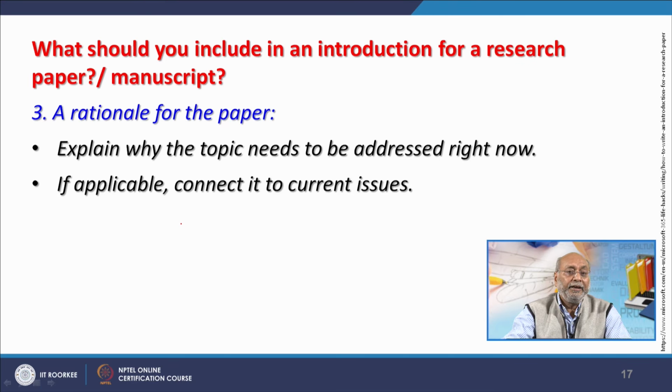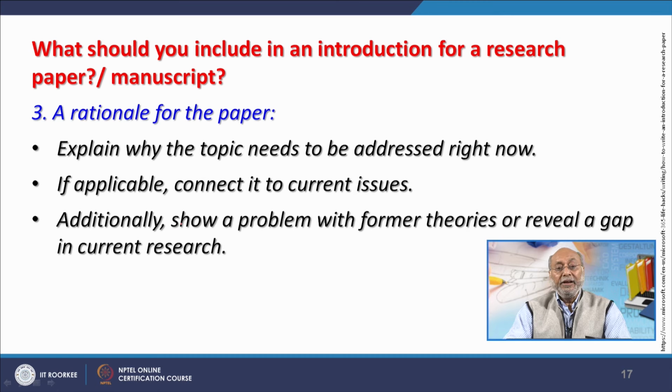Like the example I gave earlier of climate change or global warming, what are the current problems, current issues in front of us. Those should also be there in the introduction or background section. Additionally, also show a problem with other works or former theories, or as I have already said, reveal a gap in the research: that the current understanding about this phenomenon, this subject has these gaps, and our paper is trying to fill those gaps, trying to bring new insight about those gaps. That is what should be highlighted in the background or introduction part.